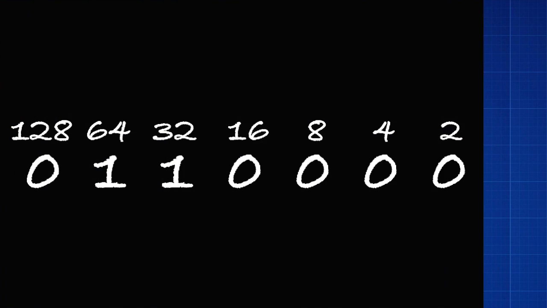Does 64 go into 97? Yes, so we mark that switch as 1 and subtract. 97 minus 64 is 33. The next switch is 32. Does 32 go into 33? Yes. Mark it and subtract. Now we have 1. The 16, 8, 4, and 2 switches don't go into 1, so they're all 0. The last switch is 1, and of course it does go into 1, so we mark that one and we look at the set. So the binary representation of the lowercase letter A is 0110001.